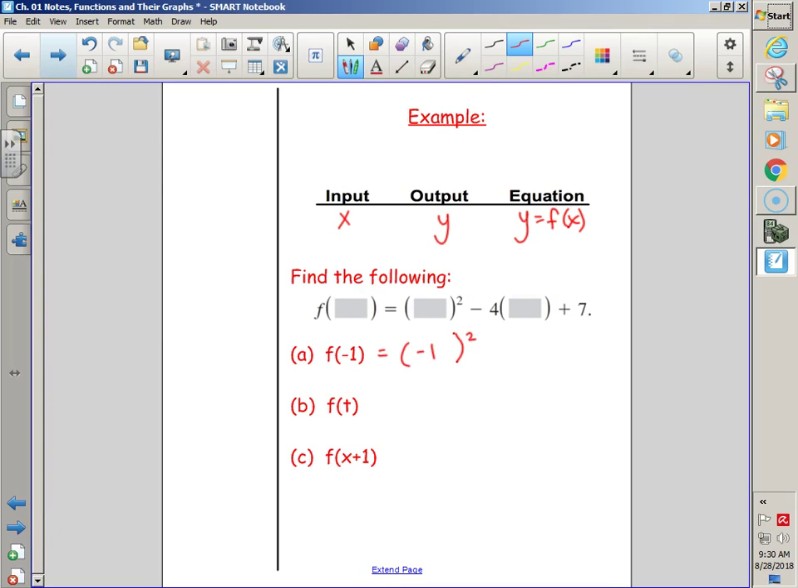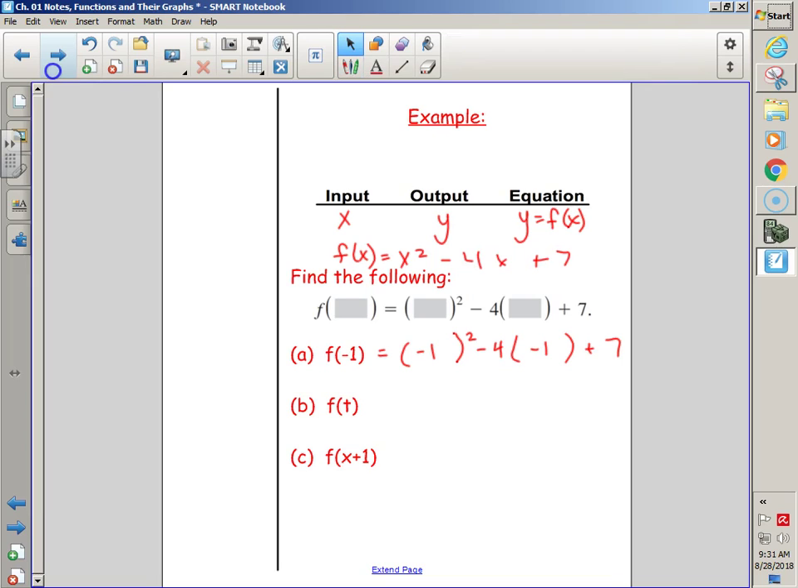-1. Minus 4 times who? -1. Plus just 7, because 7's on its own. We're not doing any multiplication. We're not changing. We're taking the pattern. We're taking the formula, which technically could have been f of x equals x squared minus 4x plus 7. I'm going to rearrange this just a little bit so it looks nicer.